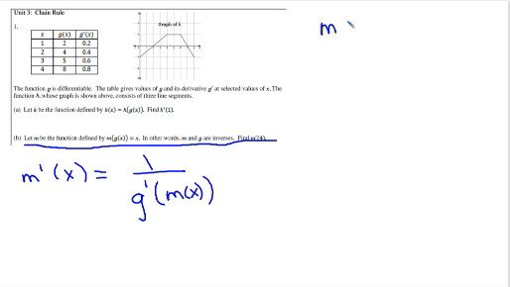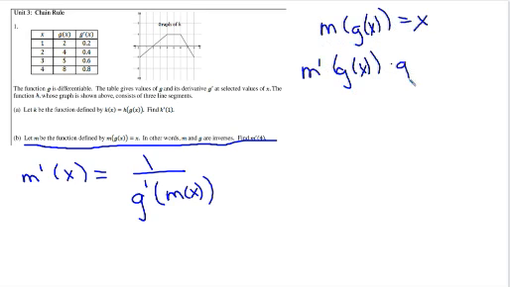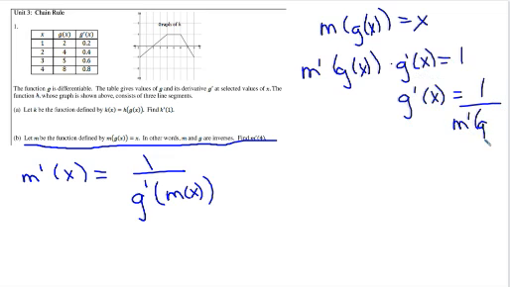And if you're ever not sure what to do, just start with this and see which direction you need to go. If I have m of g of x equals x, and I do the chain rule, then I wind up with m prime of g of x times g prime of x equals 1. And when I solve for this, I get g prime of x. All right? Well, that's not what they asked for on this one. They asked for m prime.